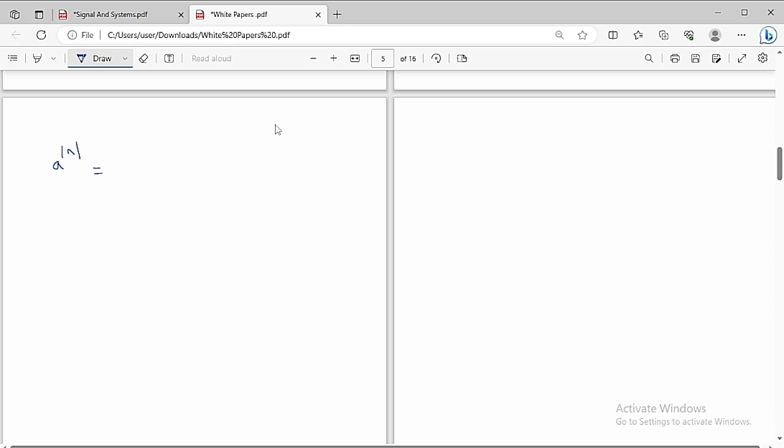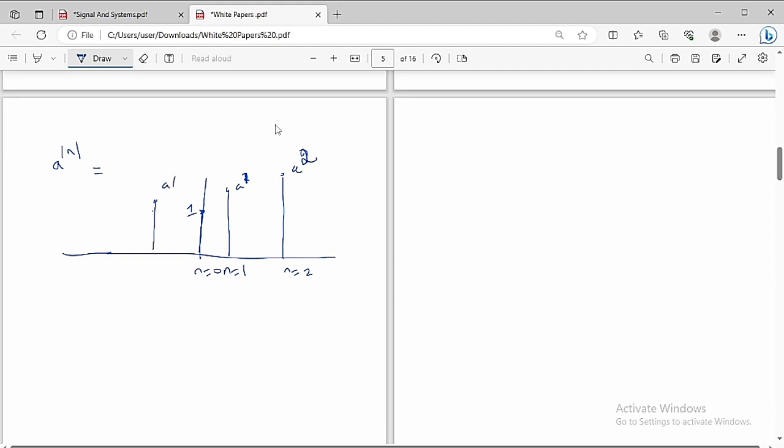Suppose n is equal to 0, how are you going to get it? n is equal to 0 means you are going to get 1. n is equal to 1 gives a, n is equal to 2 means we are going to get a square, then a cube. Like this we are going to get. Suppose n is equal to minus 1. N is equal to minus 1 means a to the power of mod of minus 1, which is a to the power of 1. Again n is equal to minus 2 means a to the power of 2 we are going to get. So this is n is equal to minus 1 and this is n is equal to minus 2.